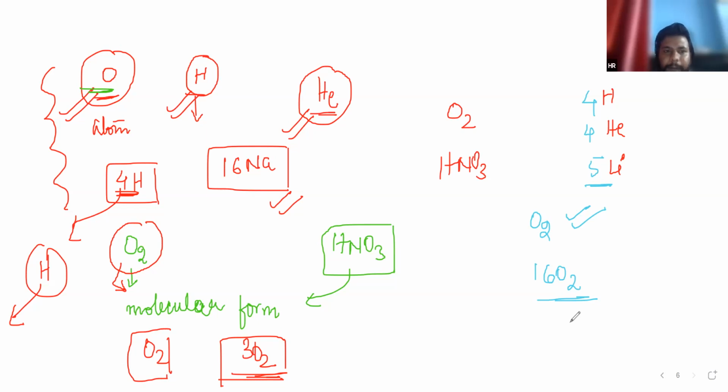Arslan, do you know the difference between atoms and molecules? The coefficient determines the number, whether it is the number of atoms or the number of molecules. Got it, Arslan?